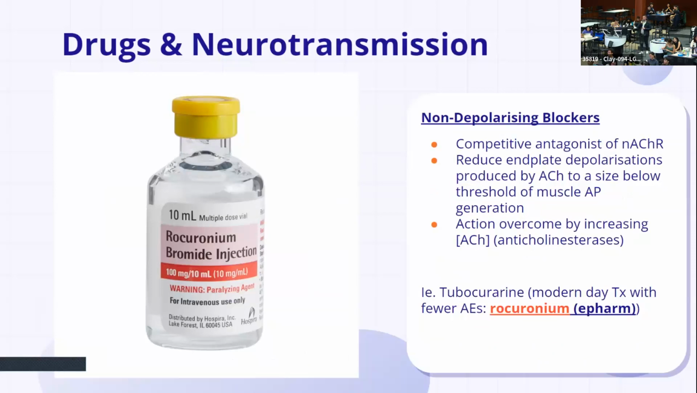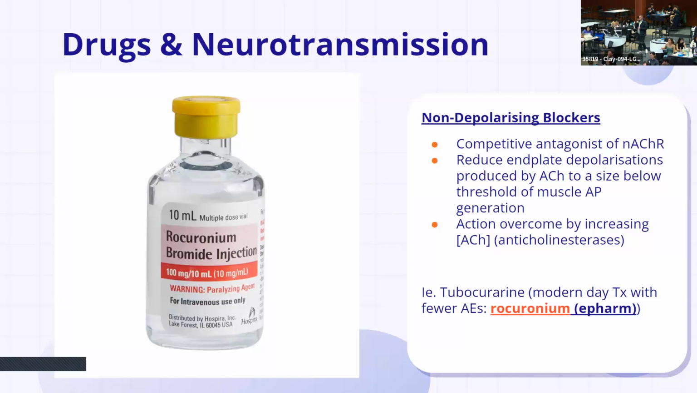Okay, so our first one of drugs and neurotransmission are our non-depolarizing blockers. The drug on e-pharmacology is rocuronium, and that comes from the tubocurarine plant, whatever. Our non-depolarizing blockers are competitive antagonists at the nicotinic acetylcholine receptor. If they're an antagonist, they're going to block the receptor, and so you're going to have no action potentials being able to fire down that neuron. They're the main ones that are used in terms of a blockade to cause paralysis.